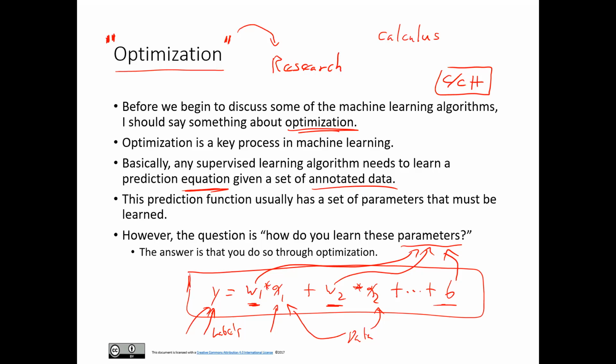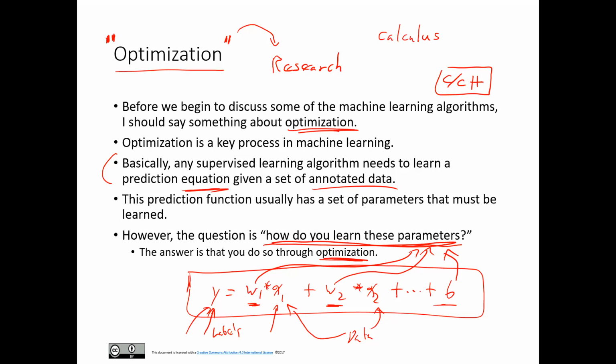Okay, but basically, as this states, any supervised learning algorithm needs to learn a prediction equation given a set of annotated data. This prediction function usually has a set of parameters that must be learned, which is what I just said. However, the question is, how do you learn these parameters, right? So what is the technique, the algorithm, the methodology? And the answer is that we do so through optimization.